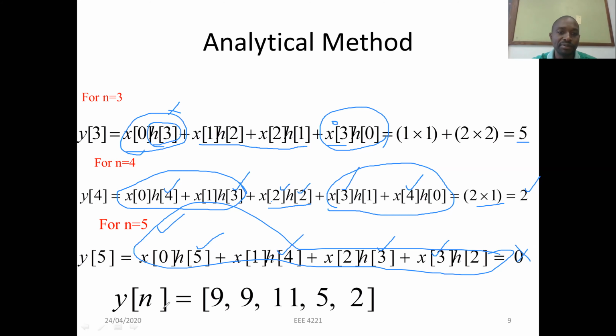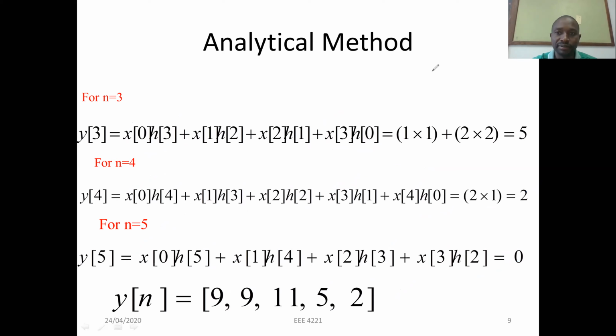So when we now combine, to find the final answer, y of n is basically just pick the value at n equals 0, which is this one, and this is the value at n equals 1, the value at n equals 2, the value at n equals 3, and the value at n equals 4. So that basically forms the final answer.